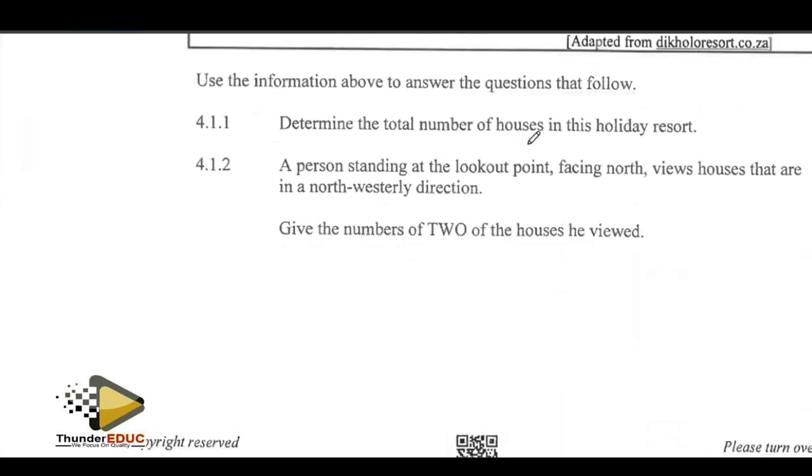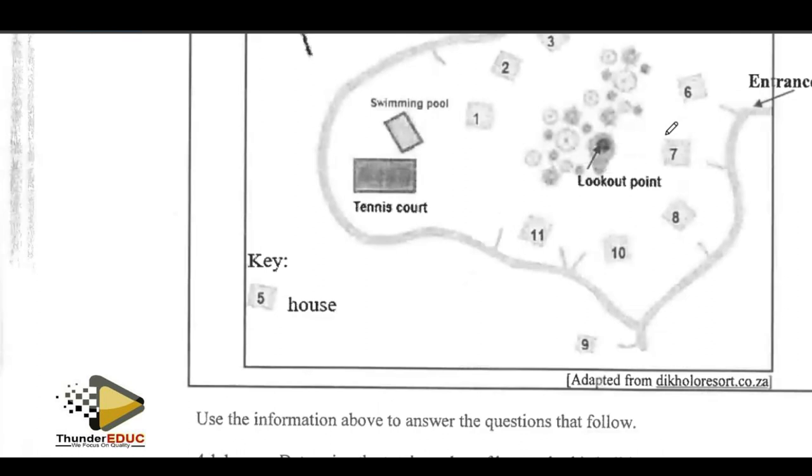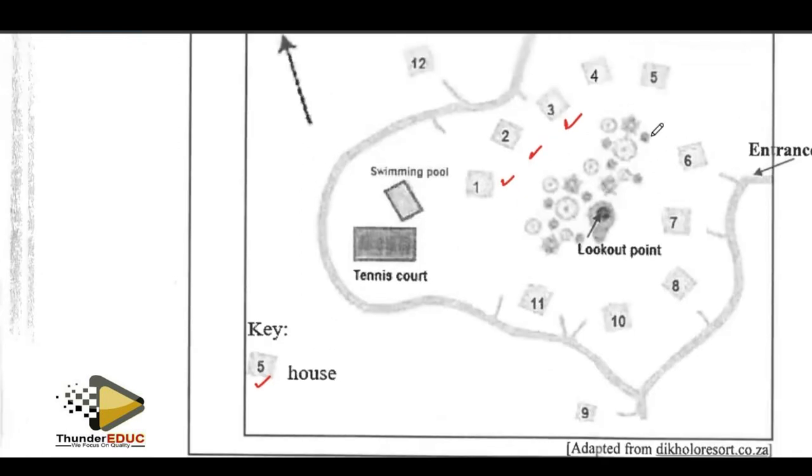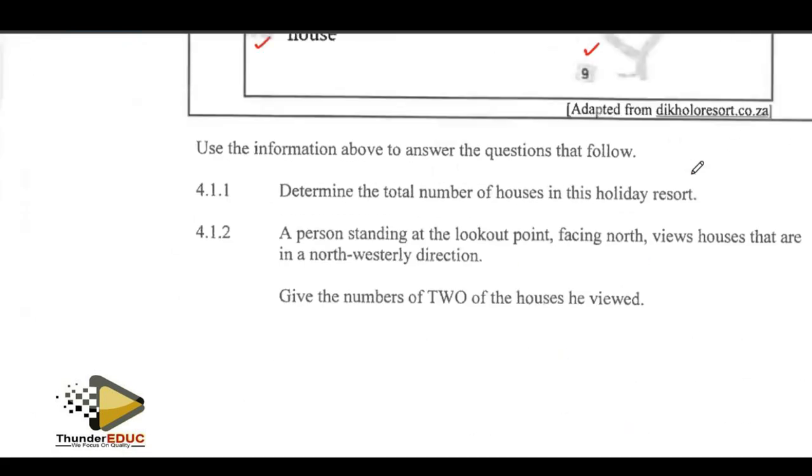First question says, determine the total number of houses in this holiday resort. Houses, they look like this. So we have 1, 2, 3, 4, 5, 6, 7, 8, 9, 10, 11, we have 12.